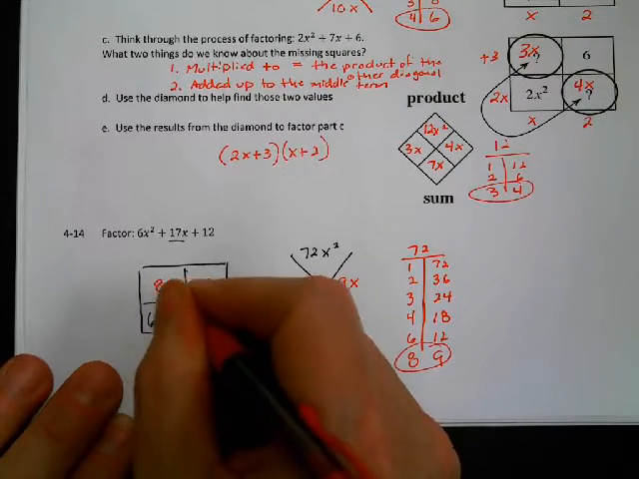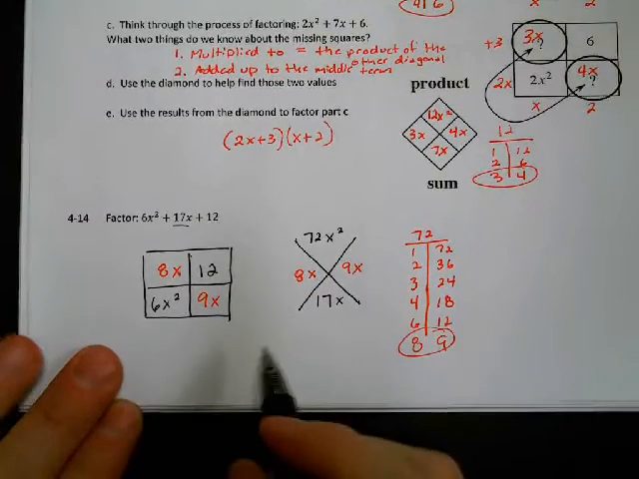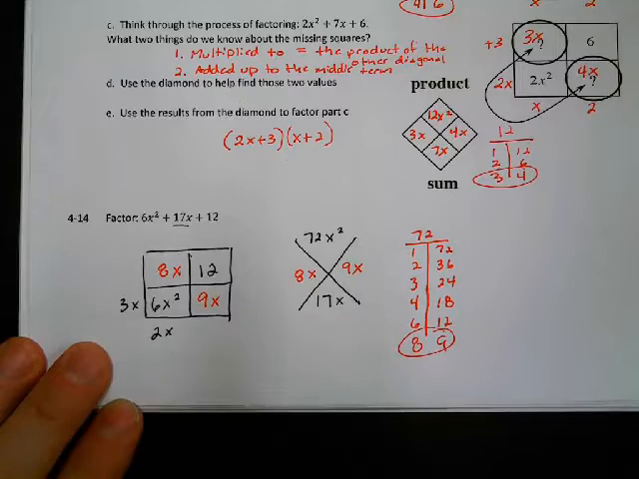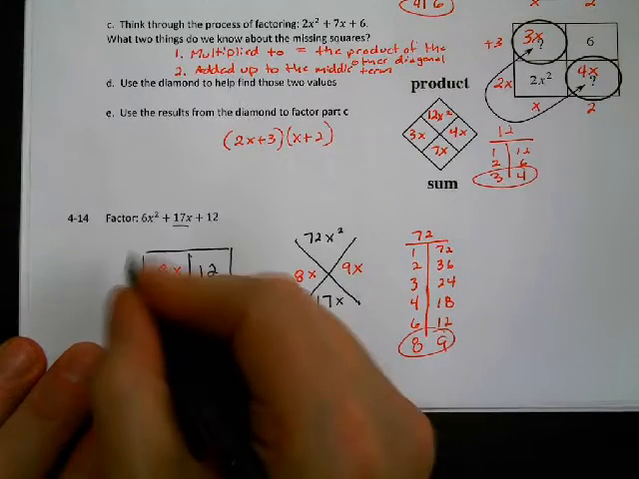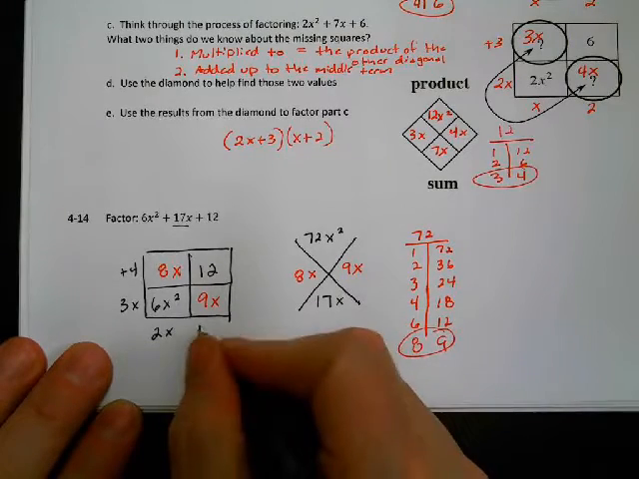So now we can finish the factoring process. So I know this is going to be 3x and 2x. That's the only ones that really are going to fit in this one. And then 2x times 4 is the 8x. And then 3x times 3 is the 9x. And then 4 times 3 is 12.